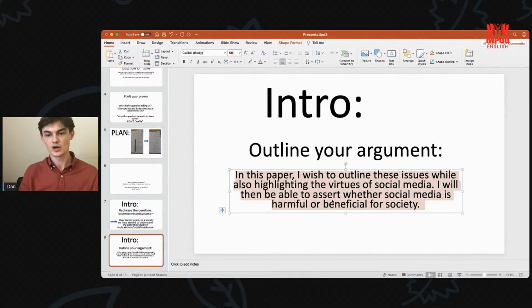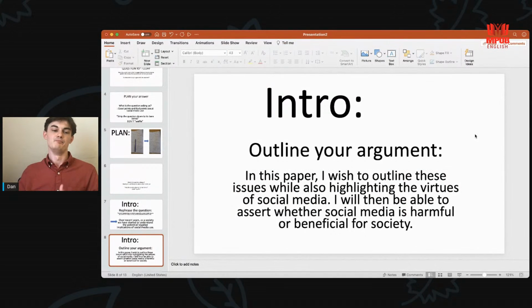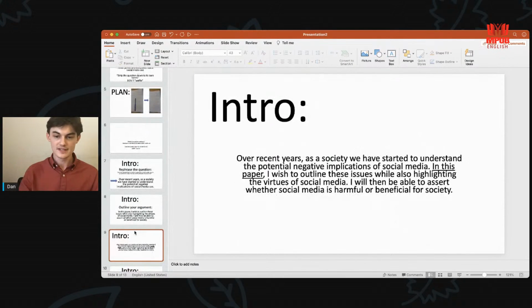So I think this is just a good structure for answering the questions. If you have this in your head, okay, in my introduction I rephrase the question, I outline my argument, that will really set you up for success. And it's good for your own benefit to really instill within you what you're going to be writing about. So yeah, this is my intro.